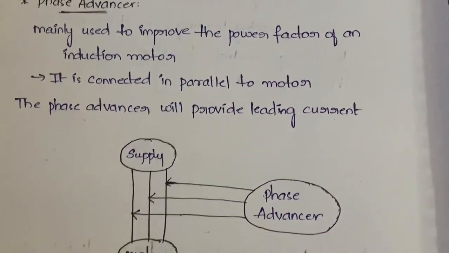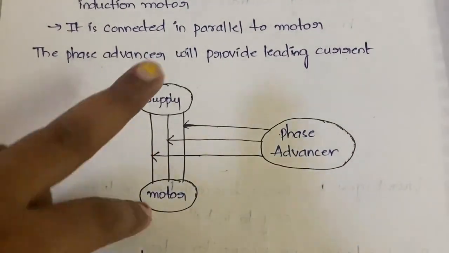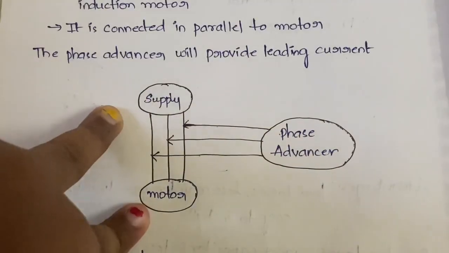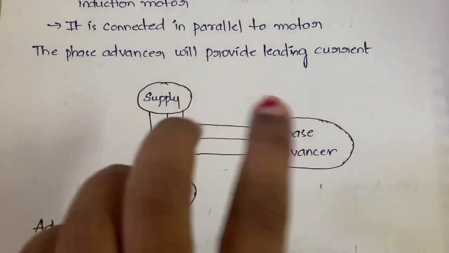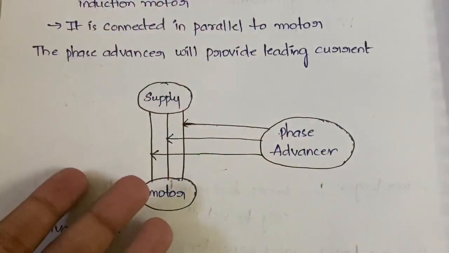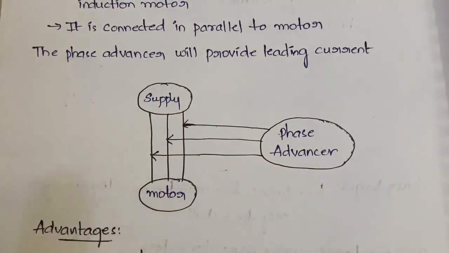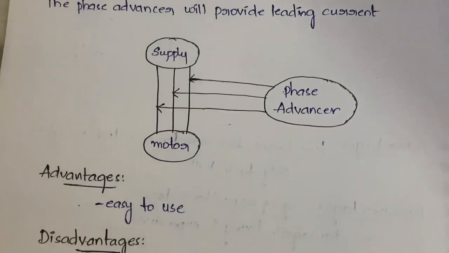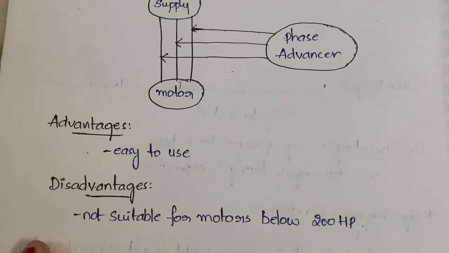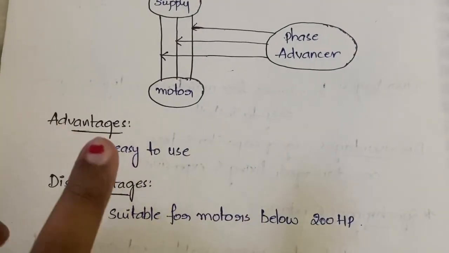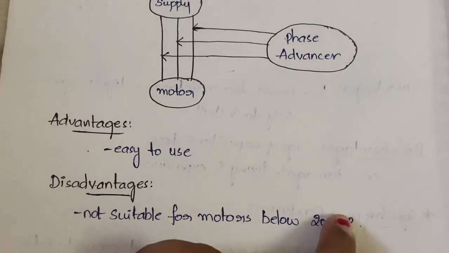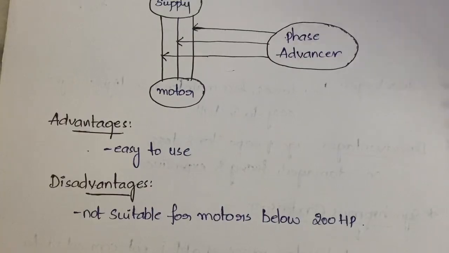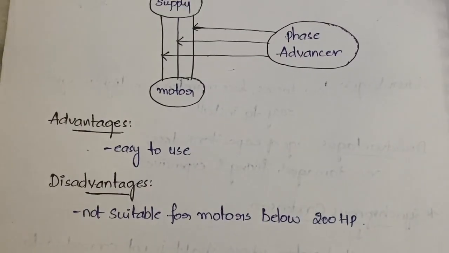Got it? So see, this is the diagram. This is the motor and supply, both connected to each other initially. Then you need to bring a phase advancer and connect it, which will provide the leading current, and the reactive component will be neutralized. Okay, got it? Next, advantages and disadvantages. Coming to advantages, it is very easy to use, and disadvantages, it is not suitable for motors below 200 horsepower.